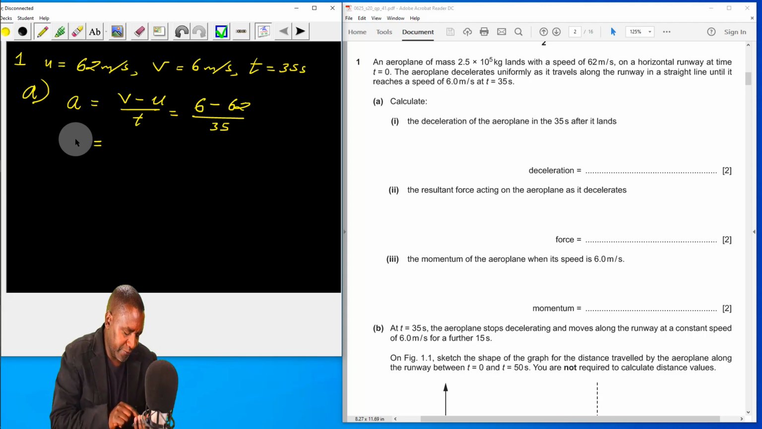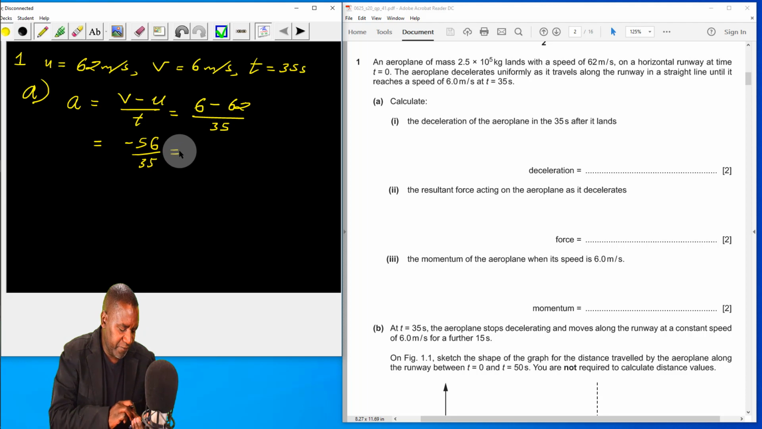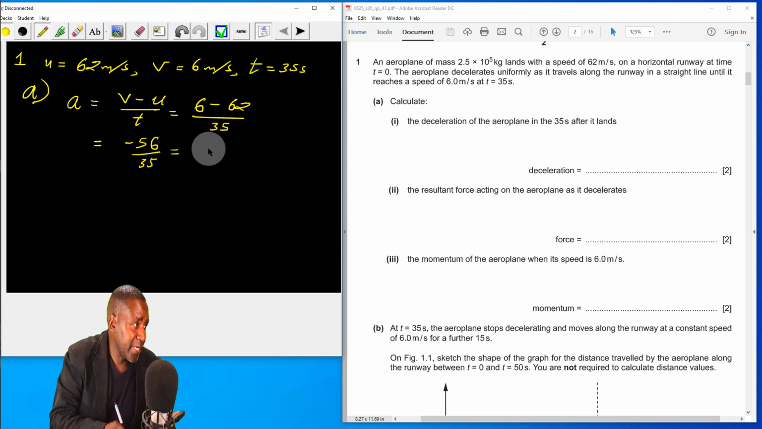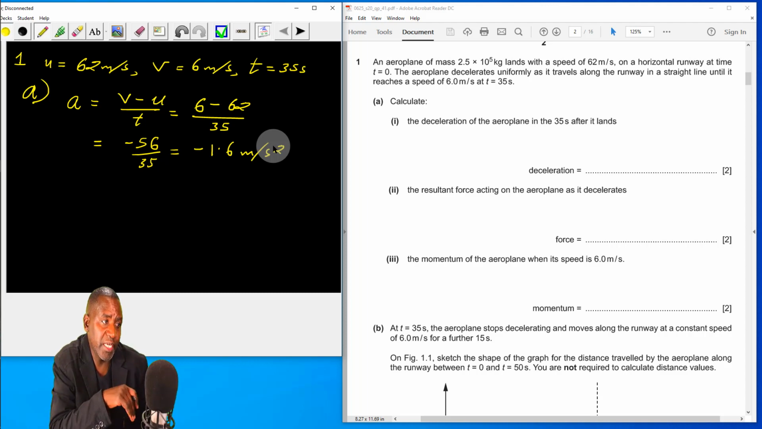Let's see how much that turns out to be. Over here I'll have 6 minus 62 and I get minus 56. When I divide that by 35, I get minus 1.6 meters per second squared. You must indicate the units. You can see that the units have not been indicated there.